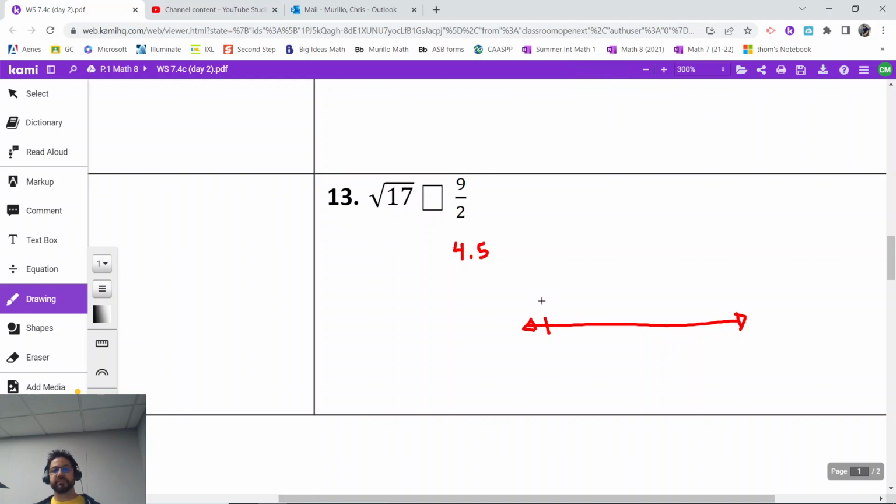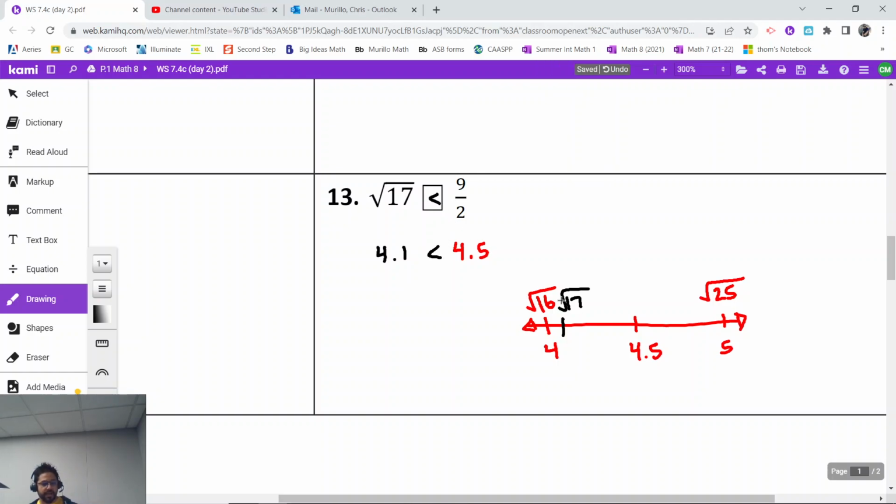I do know that the square root of 17 is in between the square root of 16 and the square root of 25. Now we know 4.5 is directly in the middle. Is the 17 directly in the middle, which means they'd be equal to each other? Or is the 17 closer to the 25, which means square root of 17 would be greater? No, it's definitely on the smaller side. So maybe like a 4 point, maybe a 1, which would allow us again to do a less than symbol.